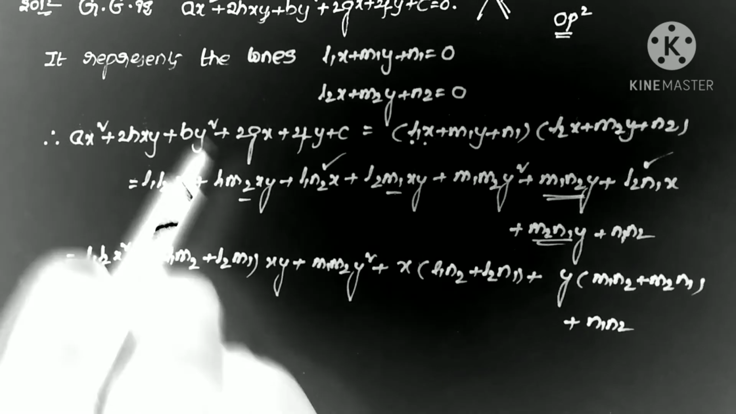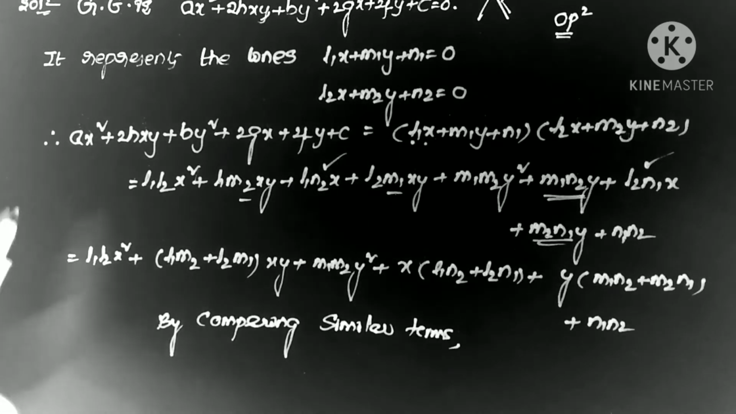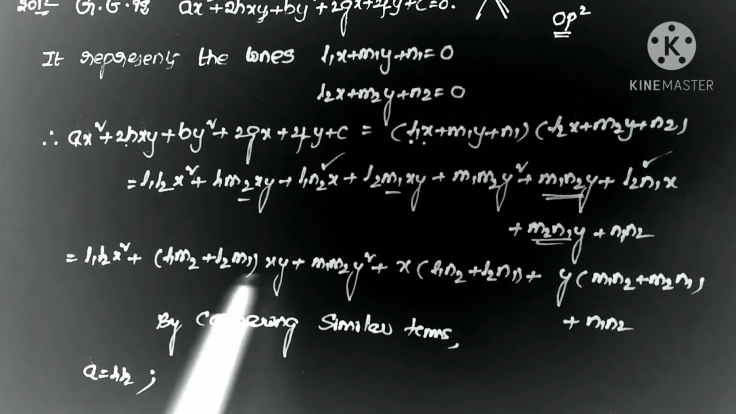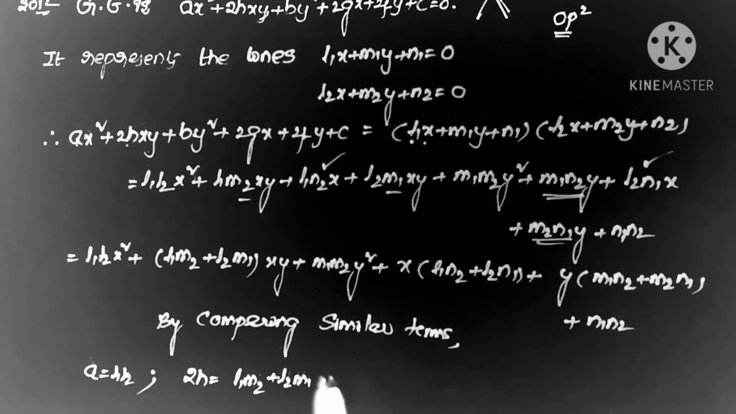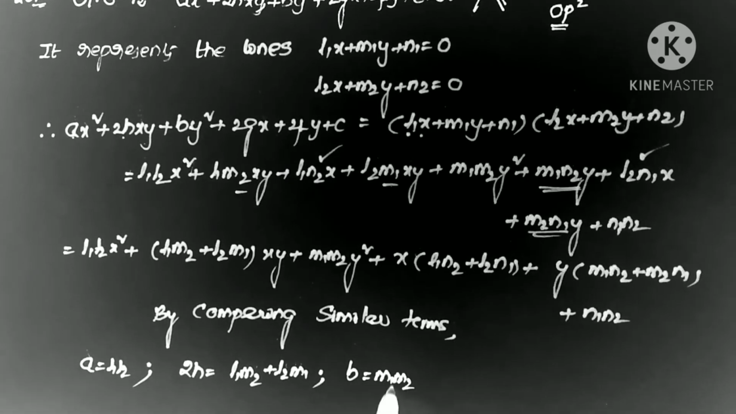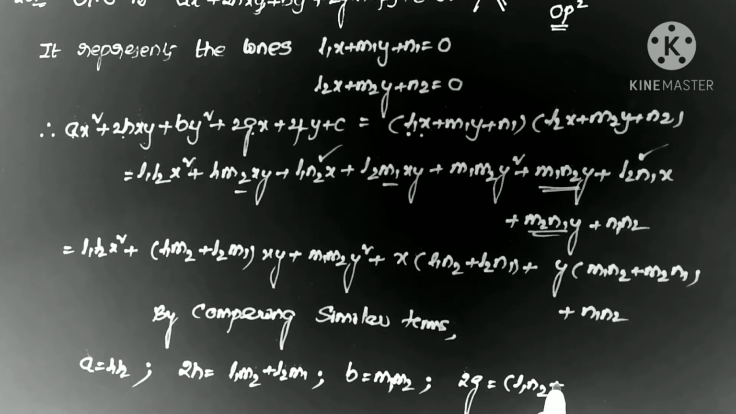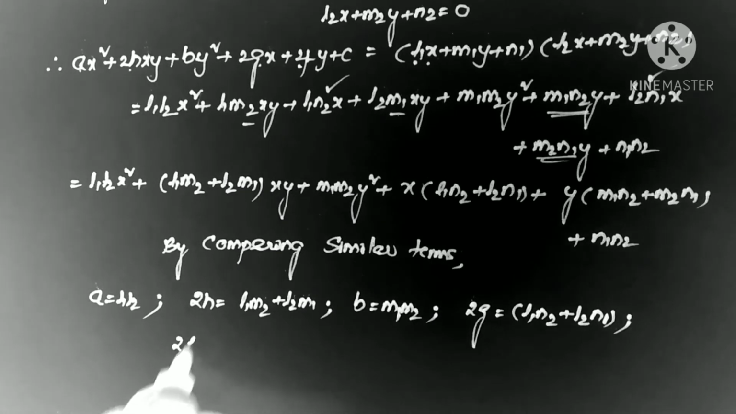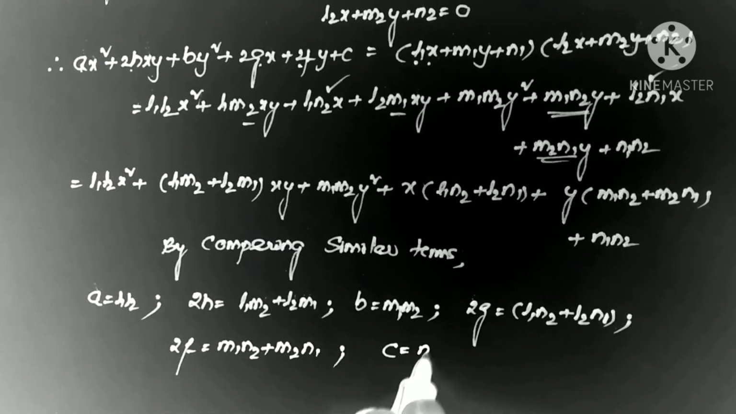Now we compare the values in both of these equations. Comparing the similar terms, the x² coefficient gives a = L1L2. The xy coefficient gives 2h = L1M2 + L2M1. The y² coefficient gives b = M1M2. The x coefficient gives 2g = L1N2 + L2N1. The y coefficient gives 2f = M1N2 + M2N1. And the constant gives c = N1N2.